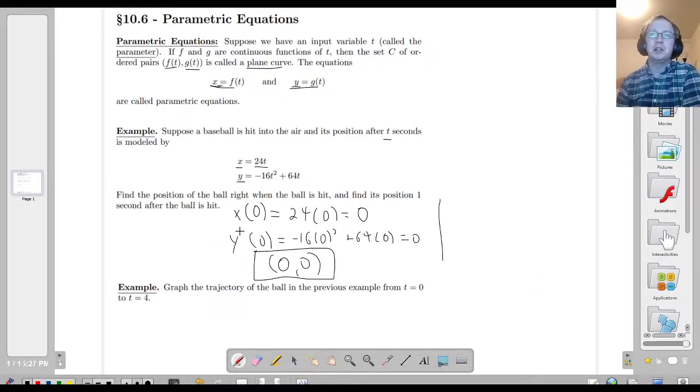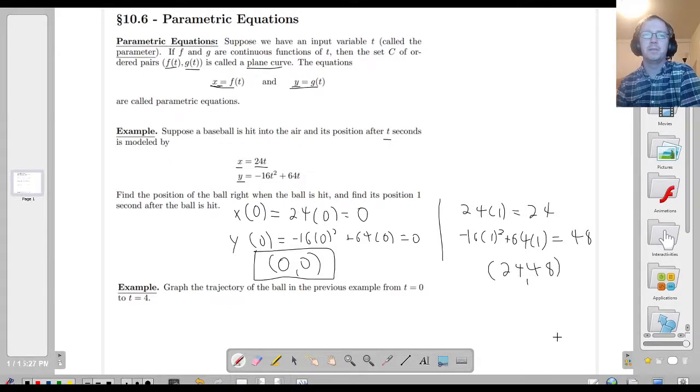Then I'm supposed to find its position 1 second after the ball is hit. So let's plug in 1 into each of these. Negative 16 plus 64, that's 48. So 1 second after the ball is hit, it's at a position of 24, 48.